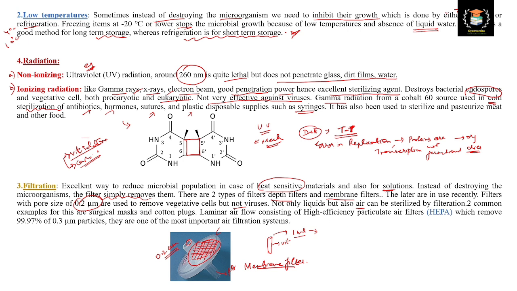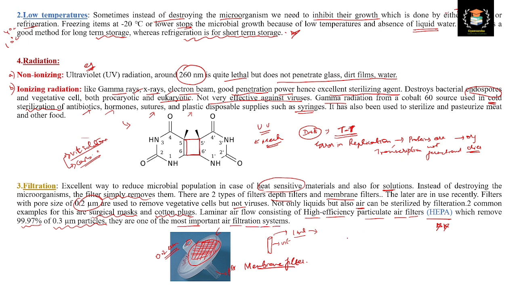Okay, so what are the examples? A surgical mask, which you use, is a type of filter where air is being sterilized, and also cotton plugs, which you generally use during autoclaving or to pack your material. This is also a method to sterilize the air. Okay, laminar airflow consists of high efficiency particulate air filters, which are HEPA filters, the full form is very important, which remove 99.97% of 0.3 micrometer particles. They are one of the most important air filtration systems.